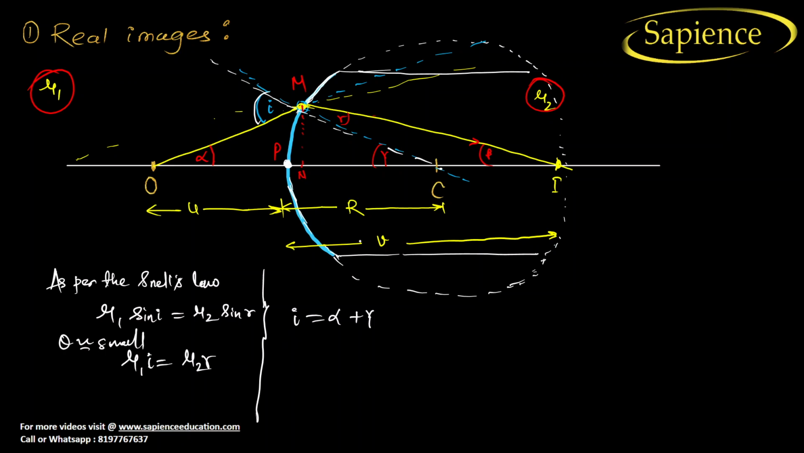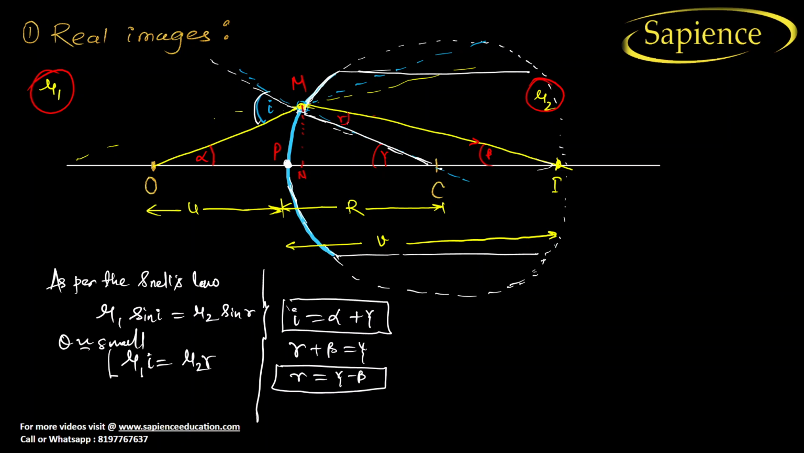Also, when we talk about r and beta, we can take that gamma is equal to r plus beta. See here, when you observe this triangle, we can write r plus beta is equal to gamma. From here r can be written as gamma minus beta, right? So we have this equation, this equation, and this equation.